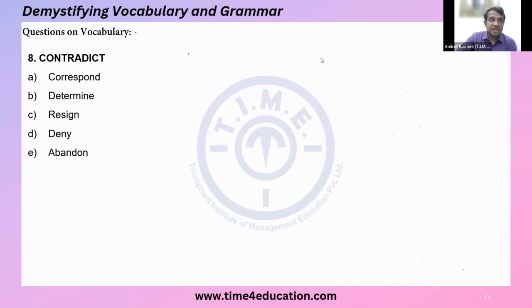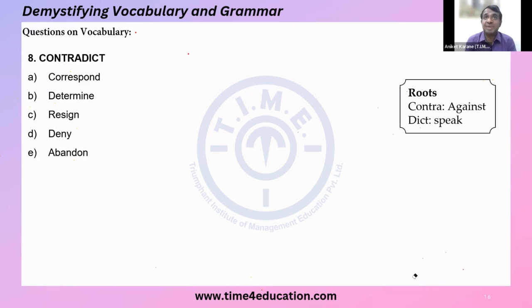Nice. So basically contradict as a root, we have dict as well there. So dict means to speak. Remember diction, benediction, malediction. So dict is to speak. So contra is against. So to speak against someone. So opposite would be to correspond. The word determine cannot work. Resign is to leave your job. Deny, not giving him. Abandon is to leave. All these words can't work as an antonym to contradict.